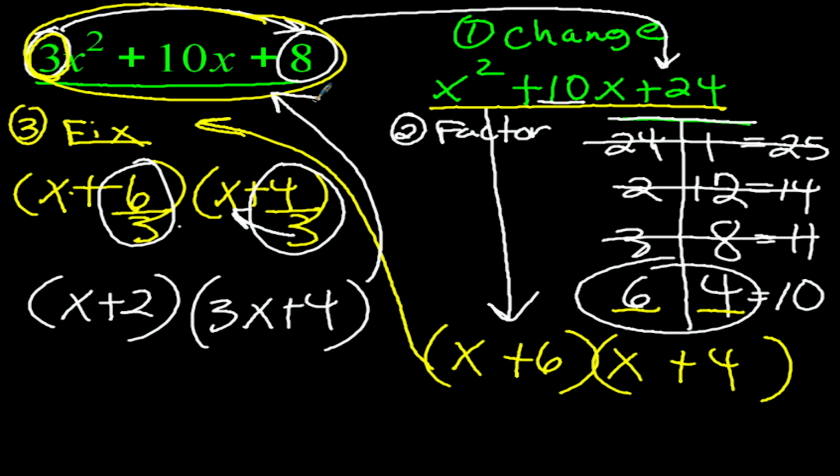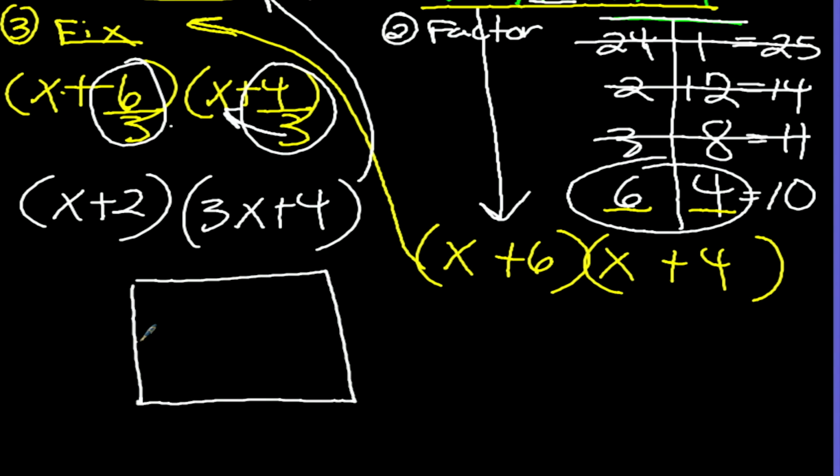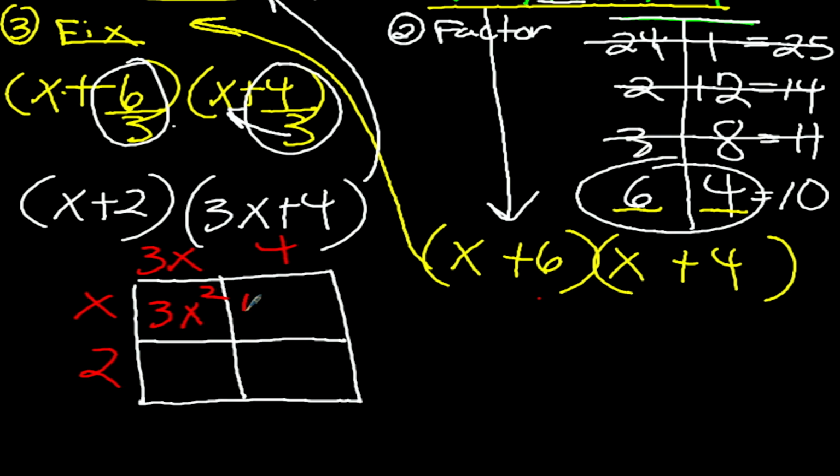Once again, we can prove that out or test it by using what's called the window method to check it and see. So remember, this is like a Punnett square in science, x and 2, and then I have 3x and 4. If I multiply it out, x times 3x gives me 3x squared. x times 4 is 4x. And then 2 times 3x gives me 6x. And 2 times 4 gives me 8.